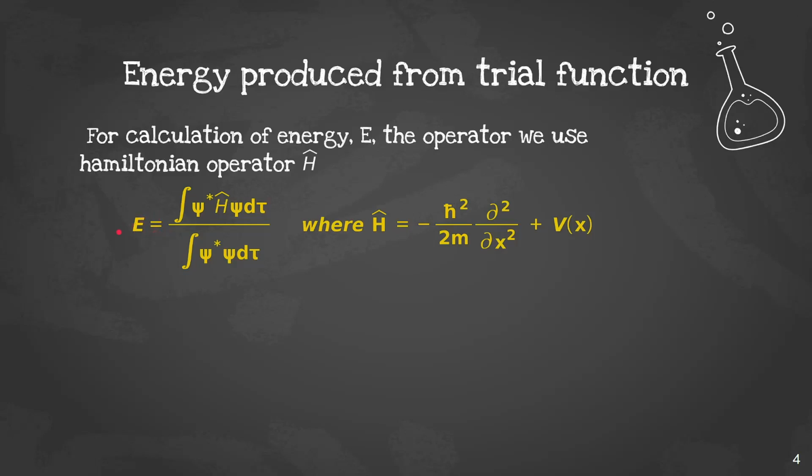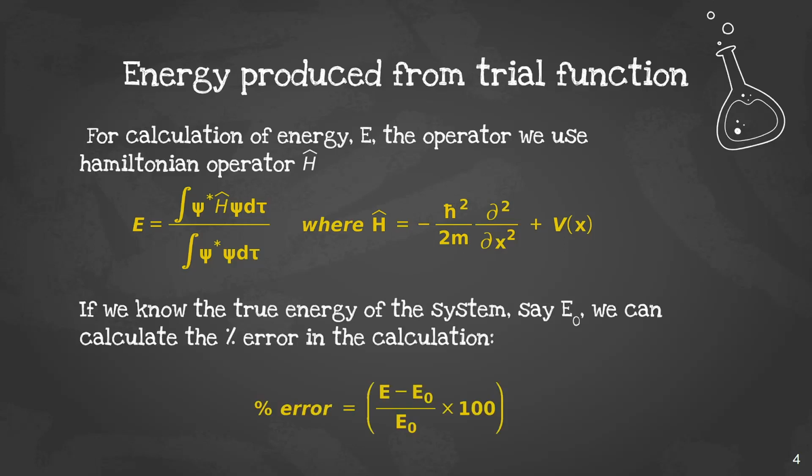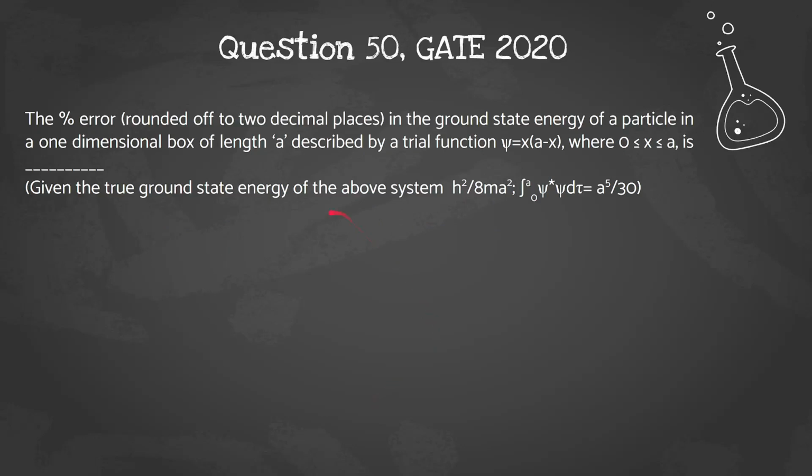Now, if we know from the original solution of the Schrodinger equation the E naught for that specific system, or we can calculate that using different approximations, you can calculate the percentage error for that specific system using this basic formula. So to calculate the percentage error in our question, we need to find the E for the system. Let's get back to the question itself.